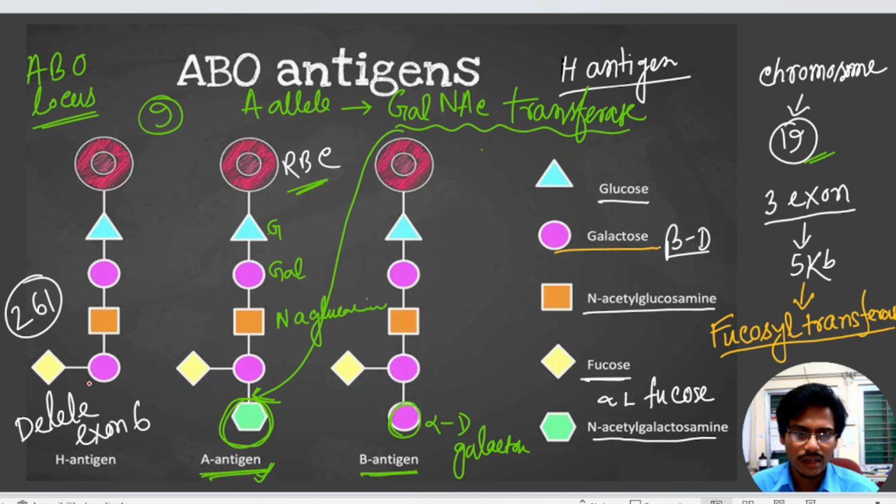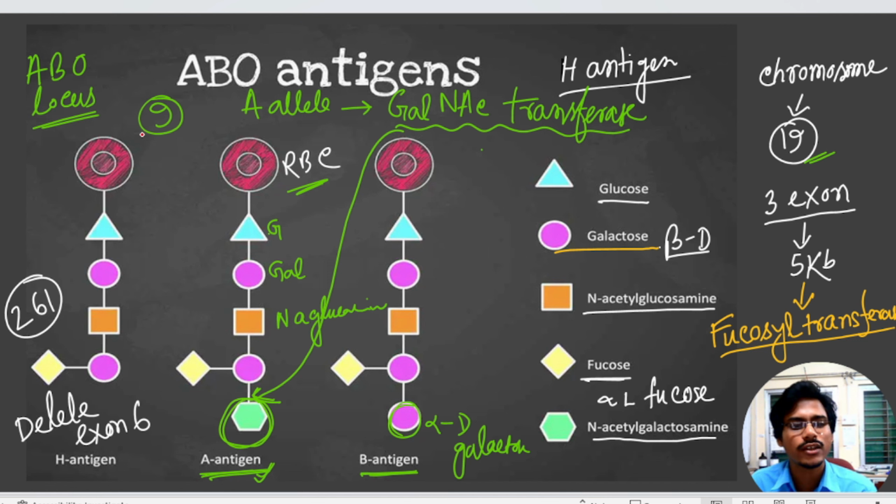Due to the deletion of that one nucleotide, it is a kind of frameshift mutation. Due to that, they don't have the GalNAc transferase. That's why it is a kind of H antigen without anything bound to it. And for the A antigen, how does the N-acetyl galactosamine bind?